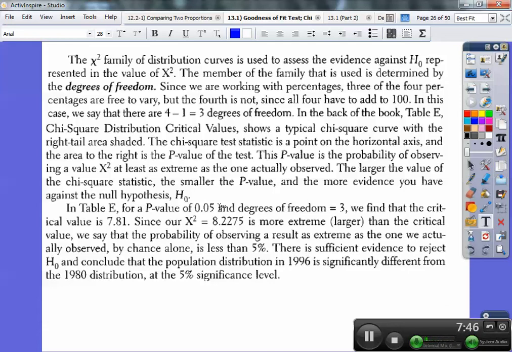Since your chi-squared of 8.2275 is more than that, it's extreme. So we can say that the probability of observing a result as extreme as the one we actually observed by chance alone has to be less than 5%. That gives us sufficient evidence to reject H0 and conclude that the population is significantly different in 1996 than it was in 1980 at the 5% level.